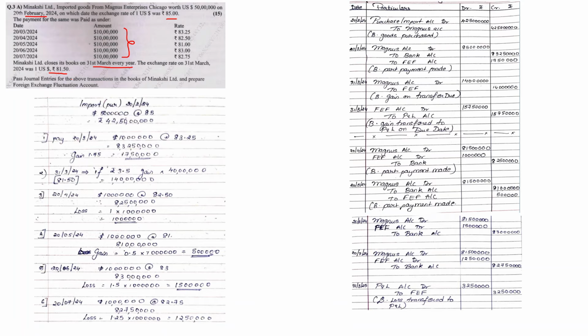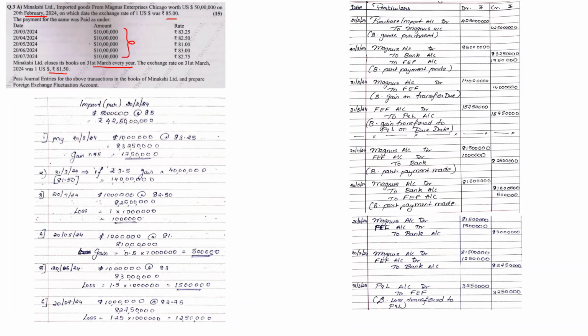First in this, let us try to understand how you need to prepare the journal entries. So first thing, you have imported, means purchase, on 20th Feb 24, 50 lakhs at the rate of 85, which comes to 42 crores 50 lakhs when you multiply them. The entry will become purchase import account debit to Magnus, amount 4250 on both the side. Okay, so first entry you're purchasing, that will come.